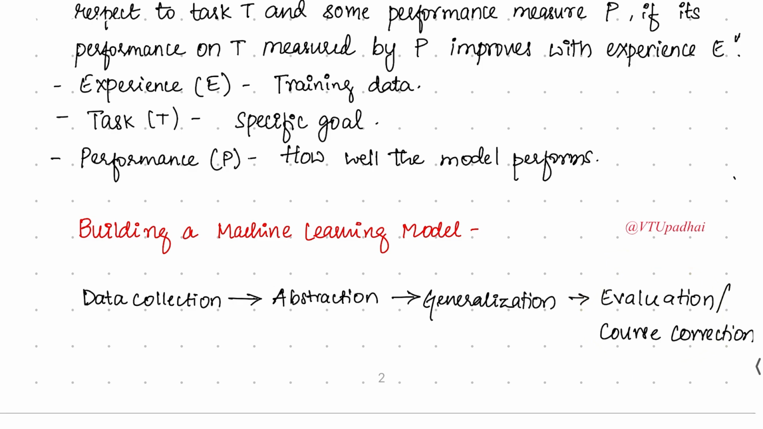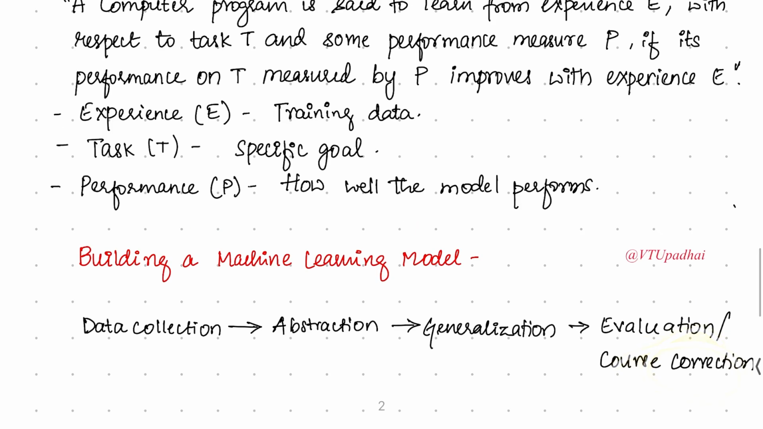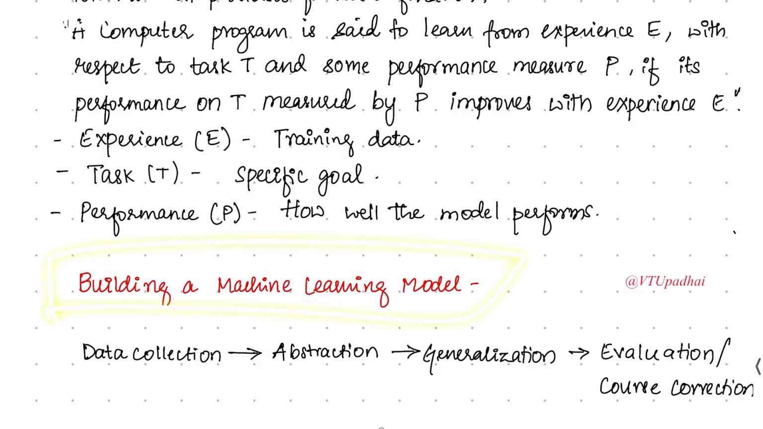Evaluation means we are measuring the performance using metrics like accuracy or precision. After this, we'll adjust the model, that is, course correction. We'll improve the performance wherever the correction is needed. So this was about building a machine learning model.